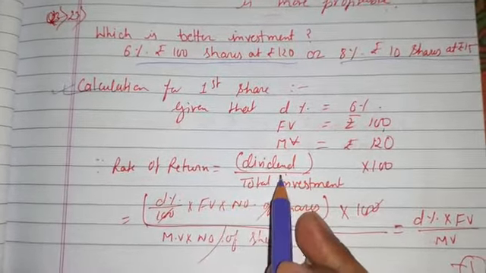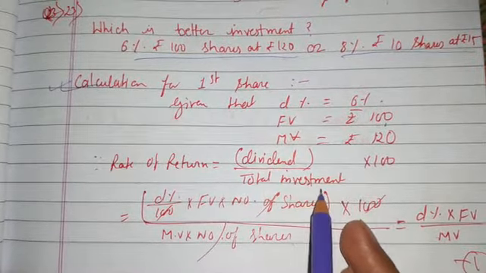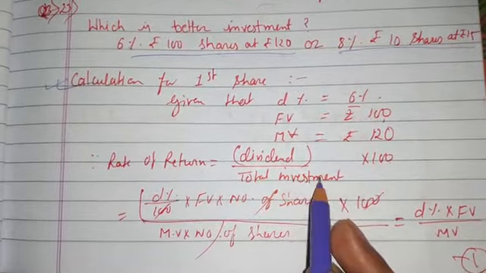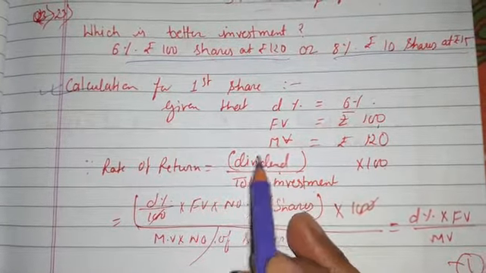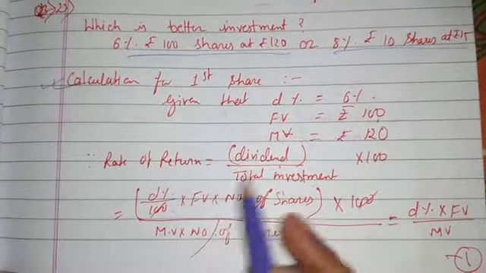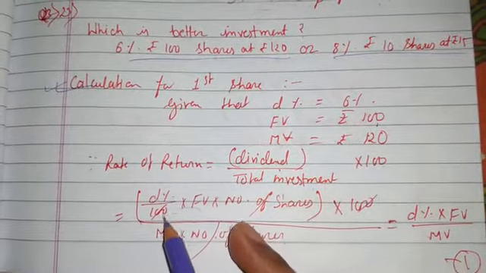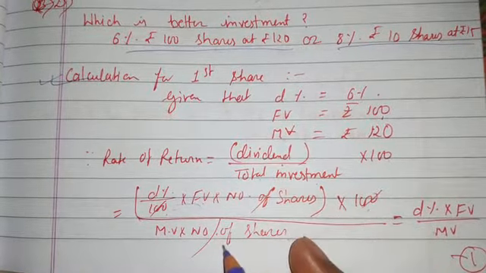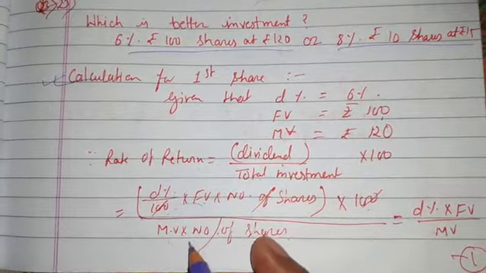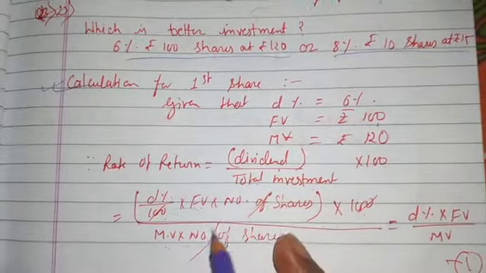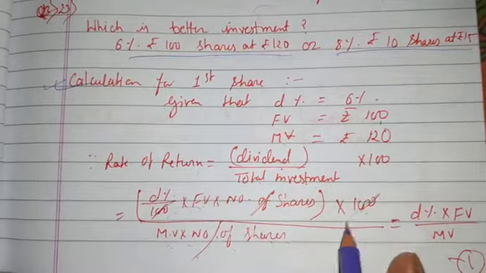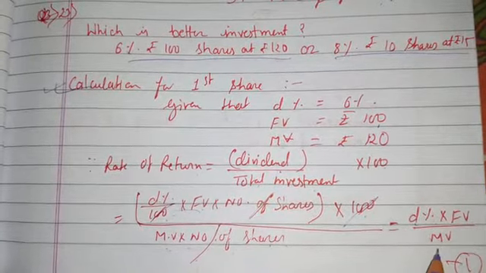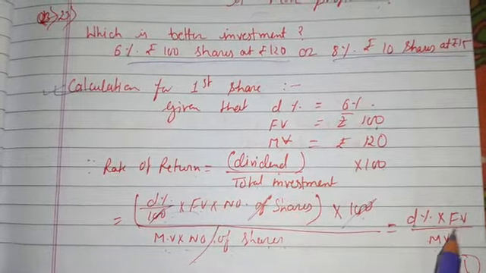Again we did the same thing. I have written dividend upon total investment into 100. Neither dividend is calculated nor total investment is given, so what we have done, we have just written the formula of dividend and formula of total investment. So here is d percent, dividend percent into face value into number of shares into 100, and for total investment we have written market value into number of shares. Now number of shares cancelled, 100 cancelled, so what is the remaining thing? Dividend percent into face value upon market value.